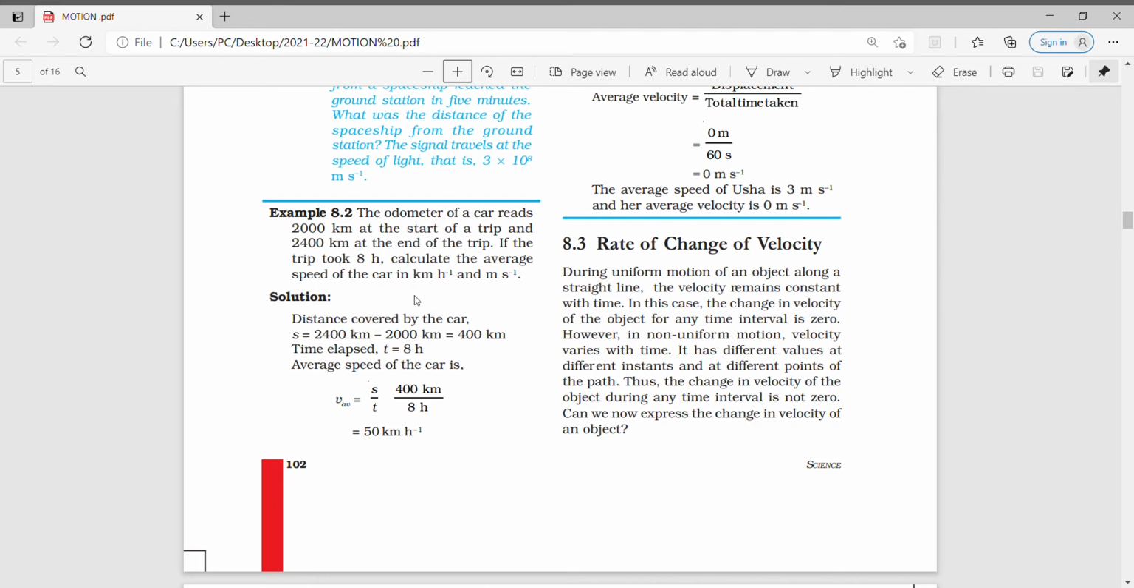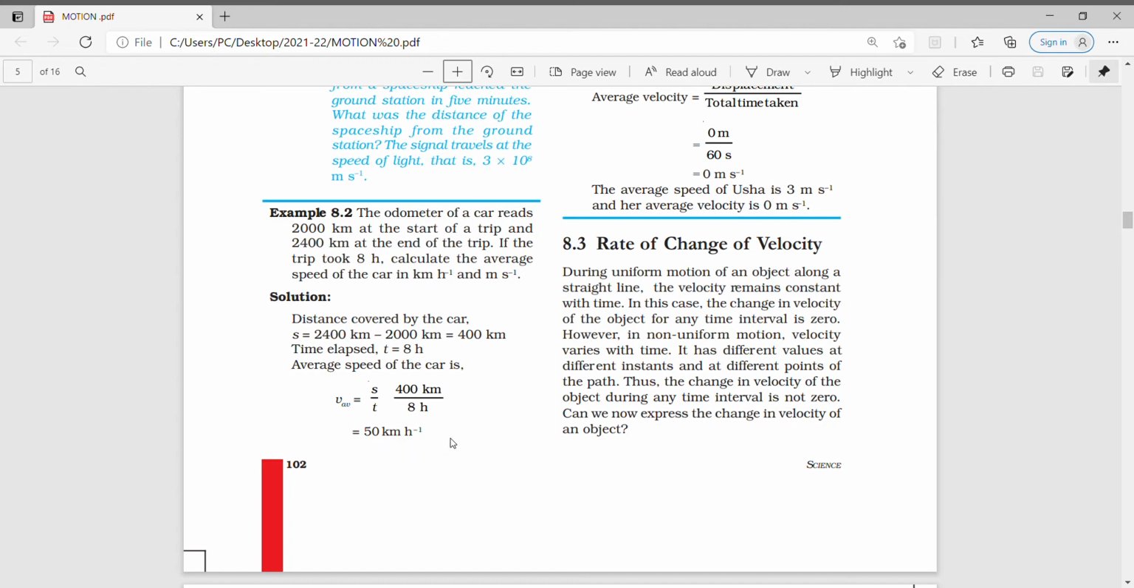So how much distance is covered by the car? In the beginning, the reading in the odometer was 2000 kilometer, and in the end of the trip, the reading in the odometer is 2400 kilometers. So how much is the distance covered? It is 2400 kilometers minus 2000 kilometers, and this is equal to 400 kilometers. And time taken for the entire trip, it is 8 hours. So average speed is equal to total distance covered divided by total time taken. So distance covered 400 kilometers, time taken 8 hours. So we get 50 kilometer per hour.